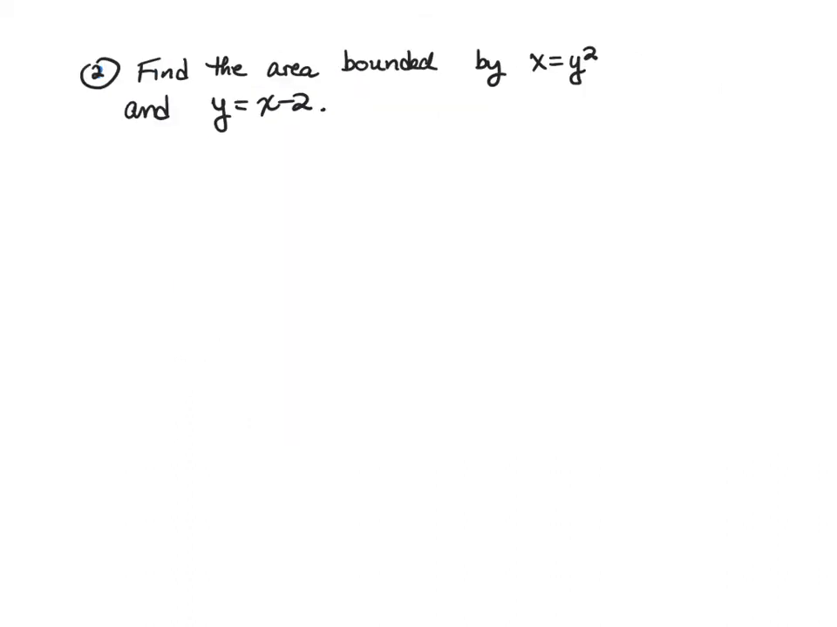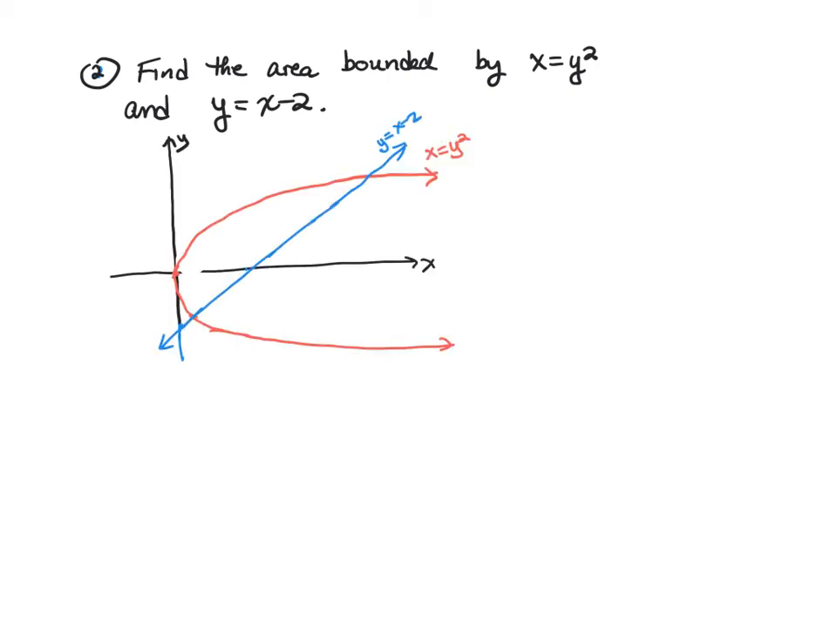Okay, let's find the area bounded by the two curves x equals y squared and y equals x minus 2. All right, so we have to set up the problem. We must sketch. So let's sketch these two. So x equals y squared is like a parabola, but it's rotated, and y equals x minus 2 has a negative y-intercept of negative 2 and a slope of 1. So my sketch looks like this, and the region between these two graphs is here.